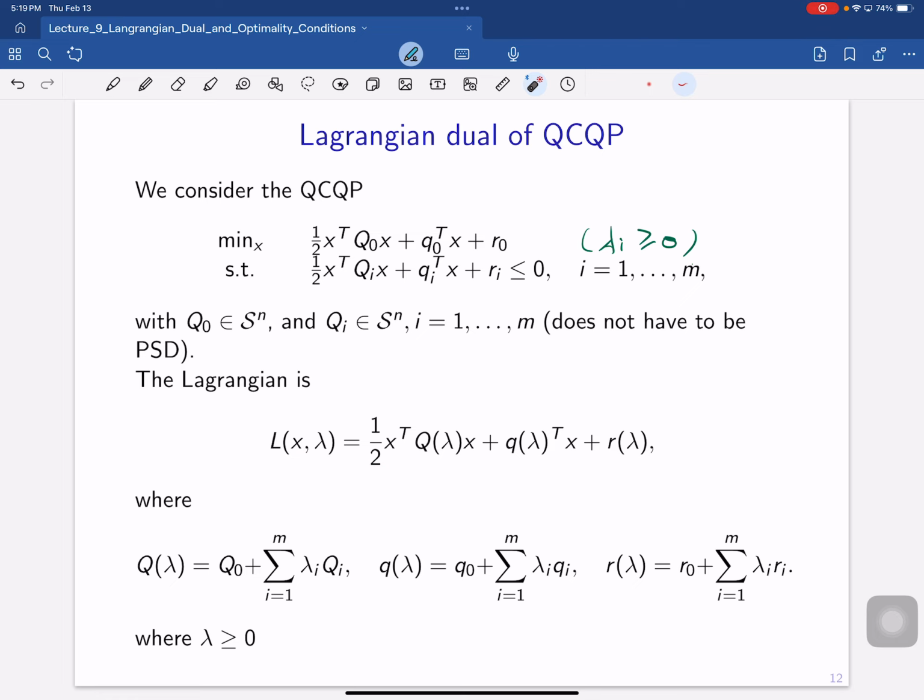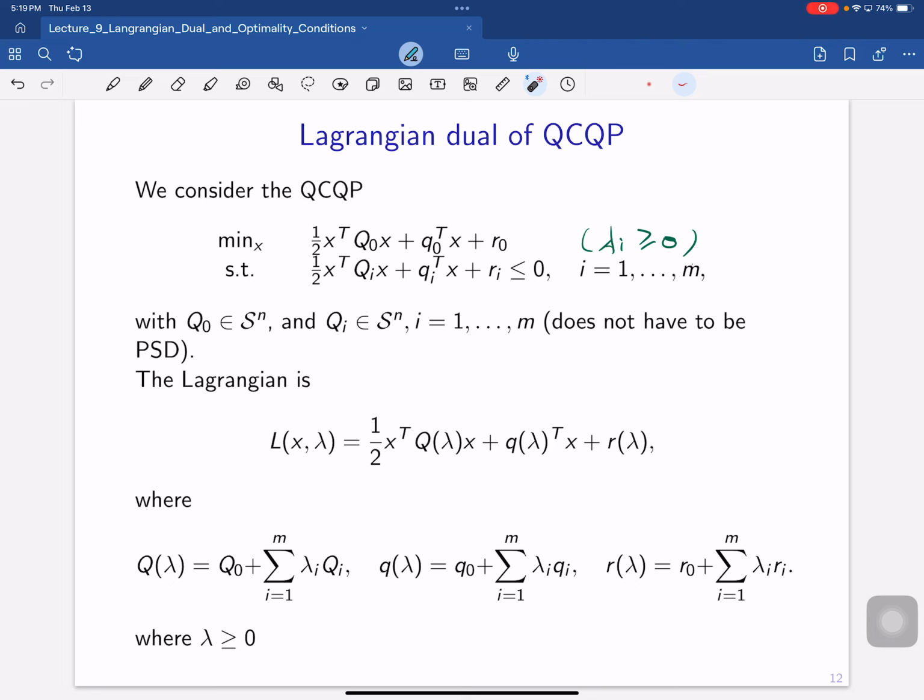What is involved in the Q of lambda? It is Q0 plus lambda_i times each of the Q_i's in the constraints. The linear terms are q0 plus a linear combination, or actually a convex combination, of all the q_i's, and the r's are here. So you can treat this quadratic term as a function of lambda, and likewise the linear terms and the constant term as functions of lambda. Now this is a quadratic function.